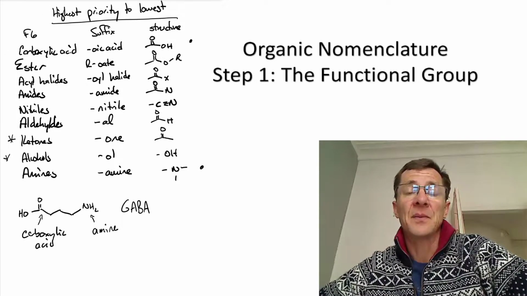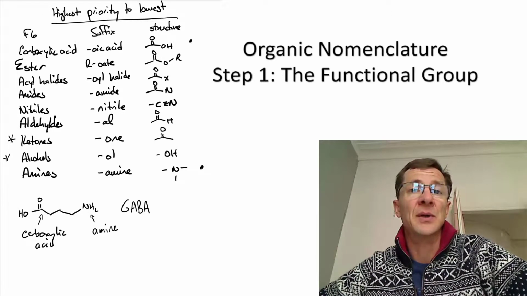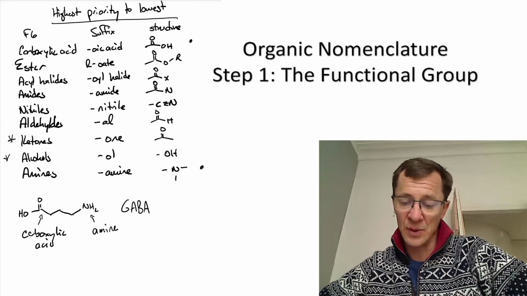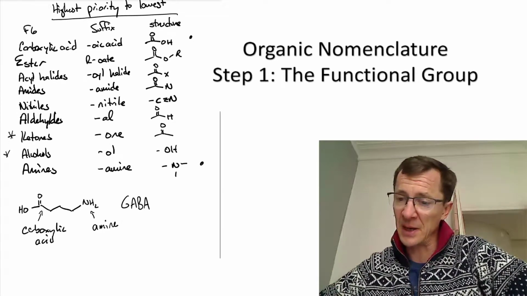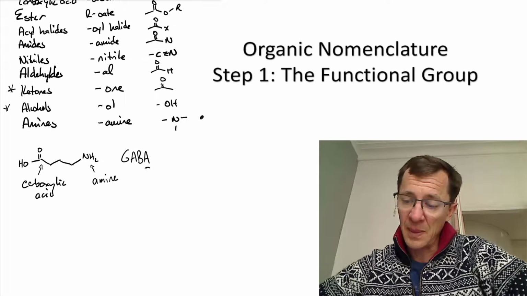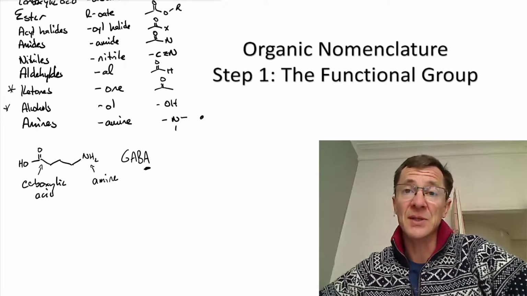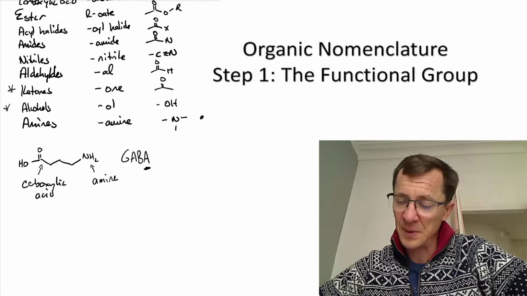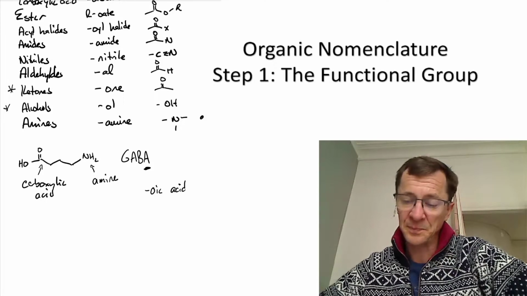So GABA, which stands for gamma-aminobutyric acid, or butanoic acid, depending on how old you are, the A on that actually tells you the functional group as well. So this is an oic acid.